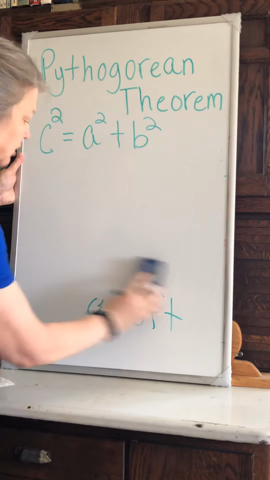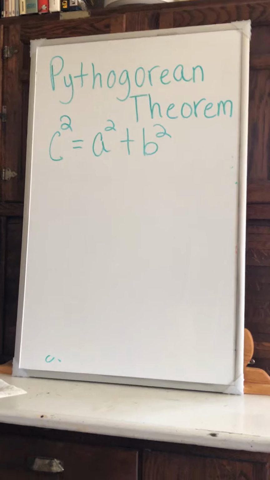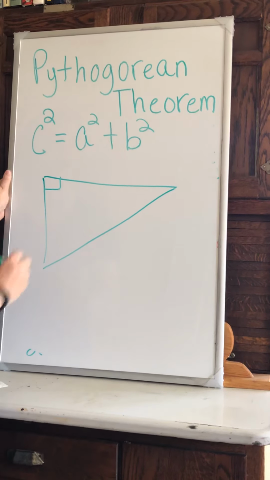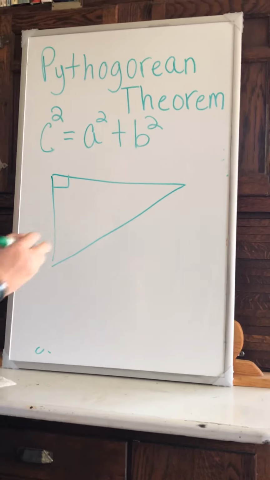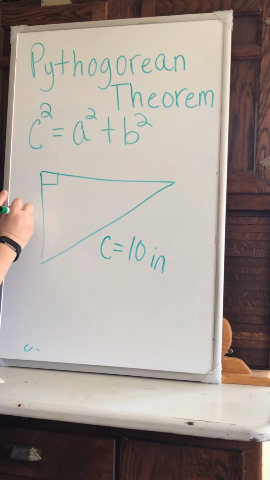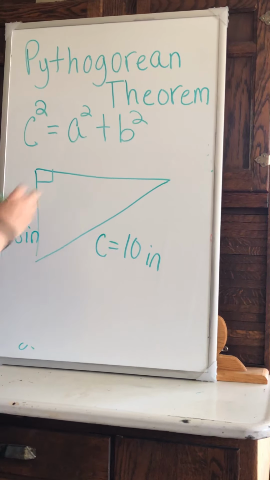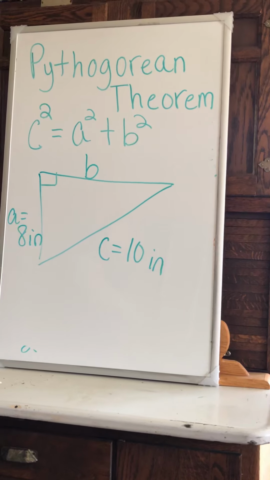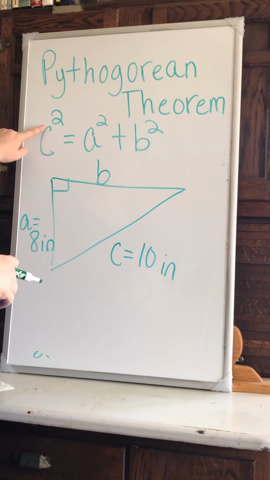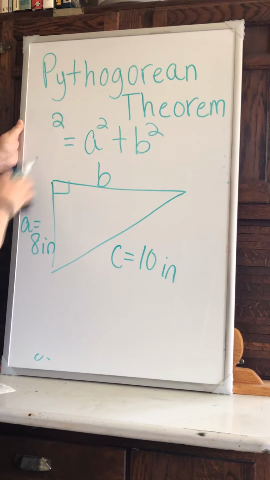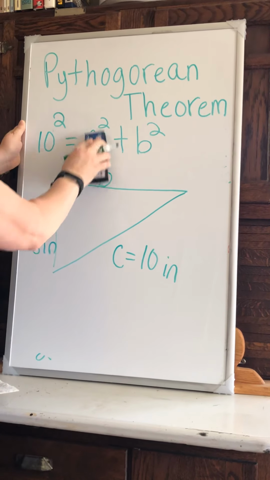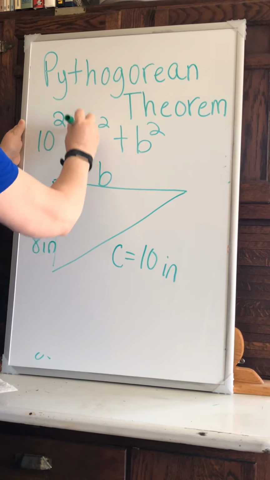All right, let's do another one. Okay, I'm going to turn this one upside down. And what if I say that C is going to equal 10 inches? And I'm going to tell you that A is going to equal 8 inches. Okay? But we don't know what B is. All right, so let's start putting this into the formula. C equals 10. I'm going to put that 10 in where that C is. We now know that A equals 8. And this time, we don't know what B equals.